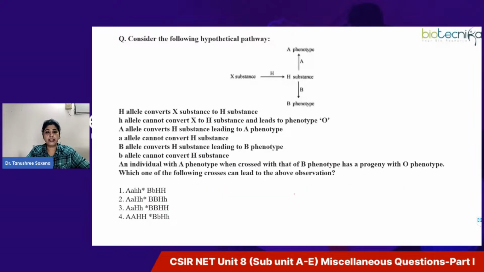Now moving over to another question. In the exam, you get questions on some hypothetical pathways as well, right? So here on your screen is one hypothetical pathway. Based on this pathway, there are some conditions given to us: one allele converts X substance to H substance, another cannot convert it. So please go through it, and you have to tell which one of the following crosses can lead to the above observation. Read the question carefully, see what information is given to you, and then solve accordingly.